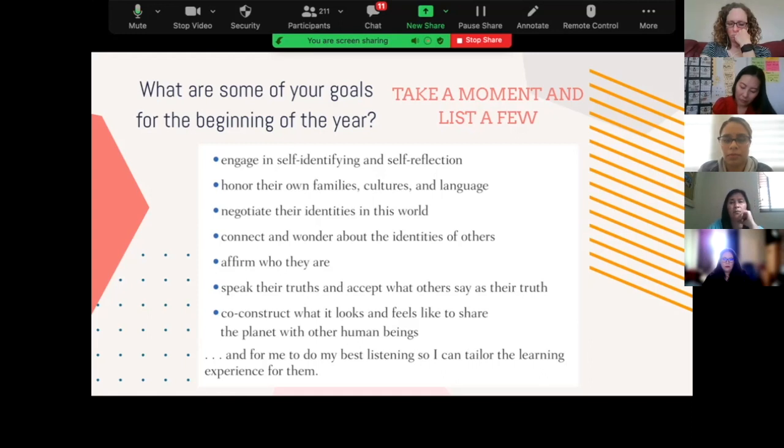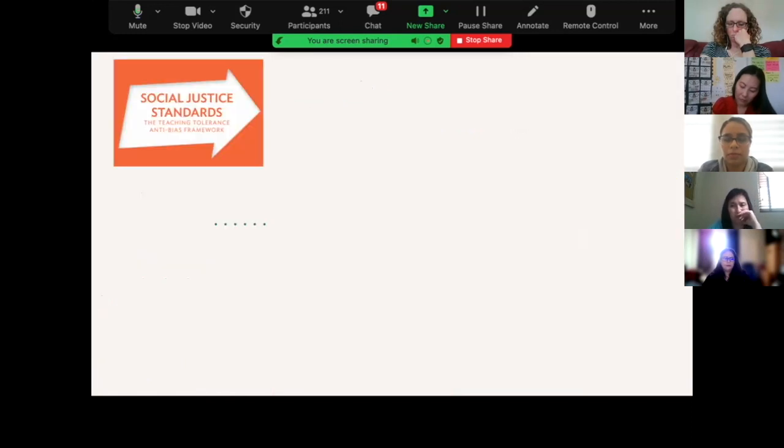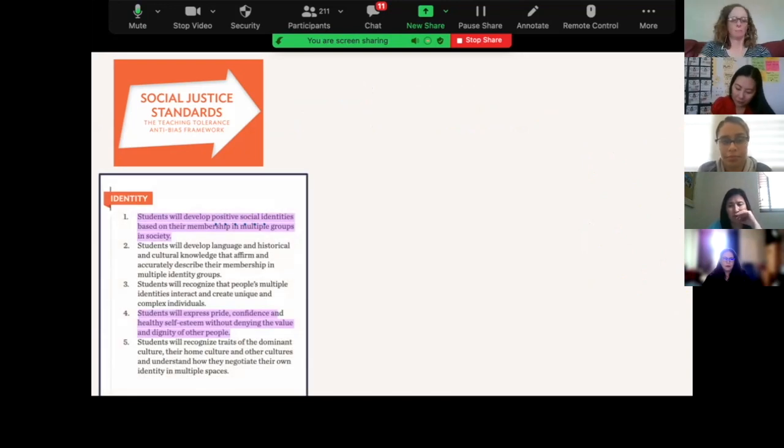So now as we look at this training today, the social justice standards come to mind. And the social justice standards have different domains: identity, diversity, justice, and action. But today we're going to be focusing just on identity, and mostly on the first strand of that, which is students will develop positive social identities based on their membership in multiple groups in society.